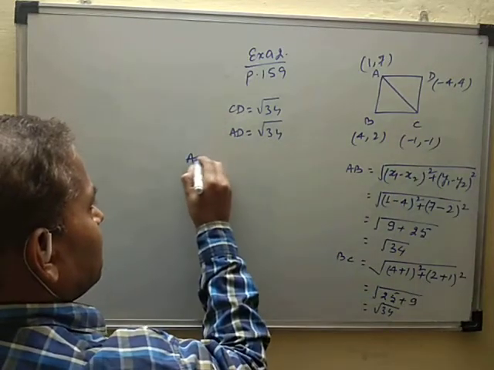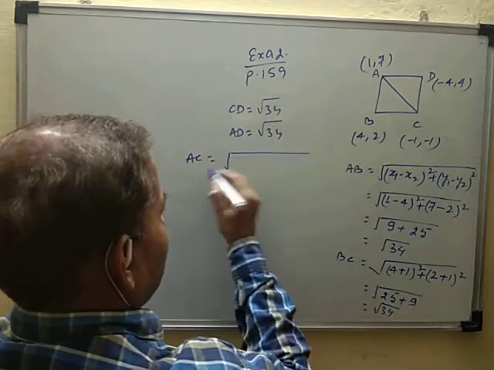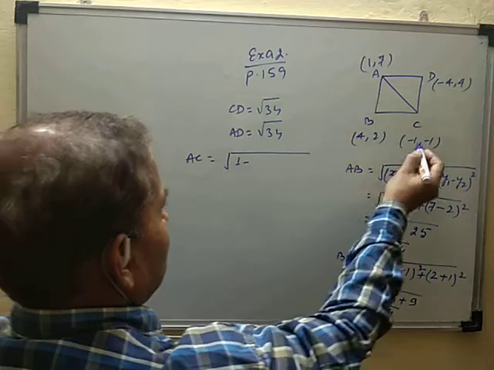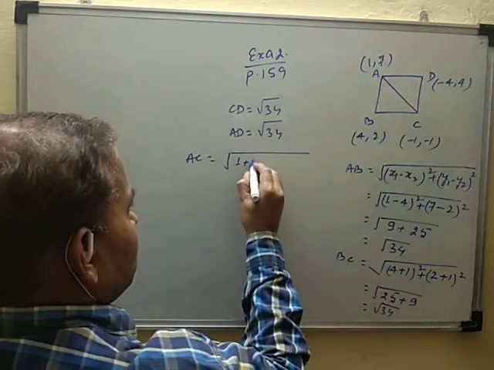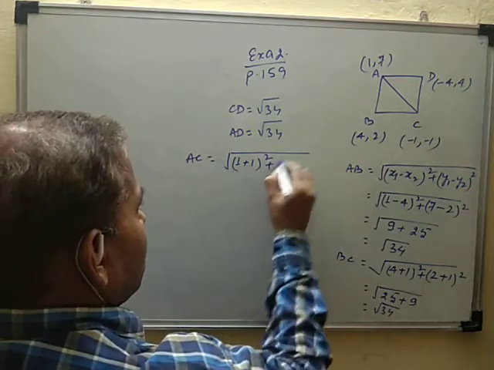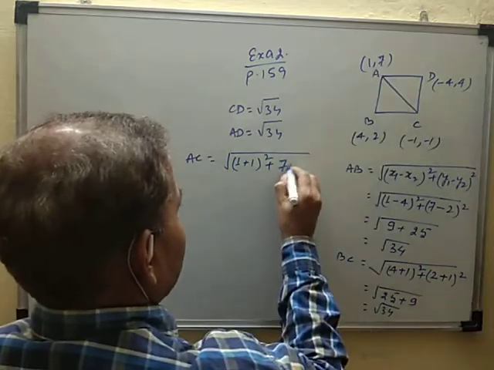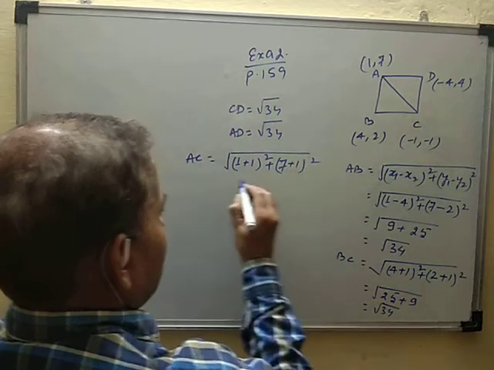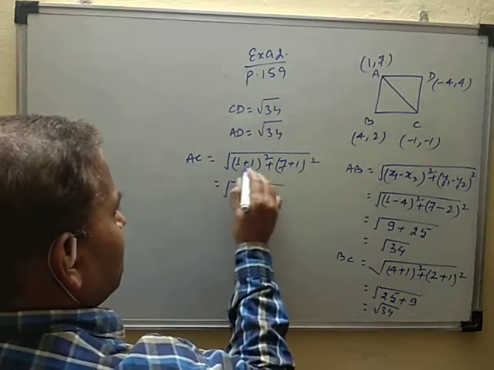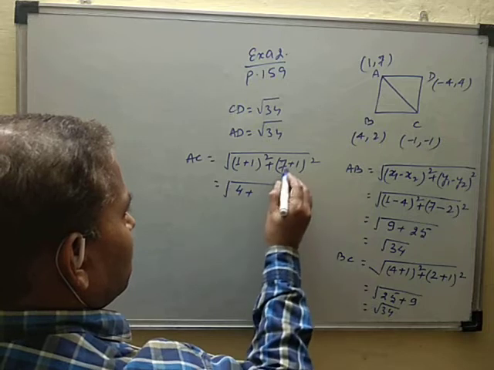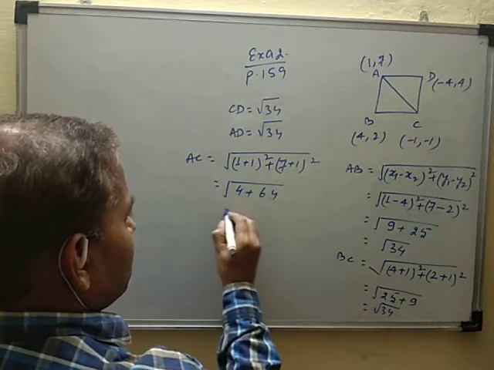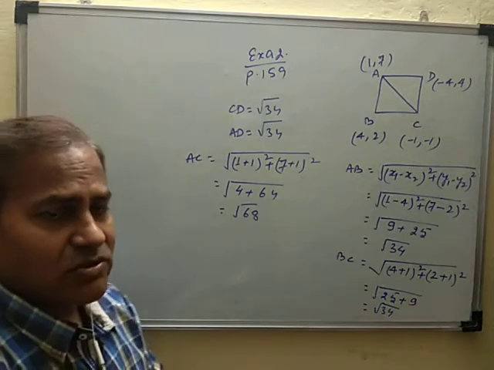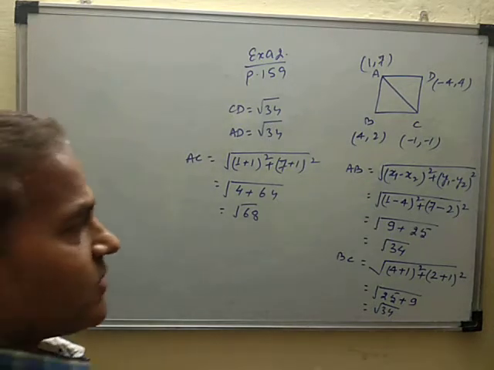So find AC, use the same formula, x1 minus x2 whole square. What is x1? 1 and x2 is -1, so minus minus plus, plus y1, what is y1? 7 minus y2, minus minus plus. Simplify it, 1 plus 1 is 2, it's a square, 4; 8 square is 64. So this is equal to root 68. So this is the value of diagonal AC.